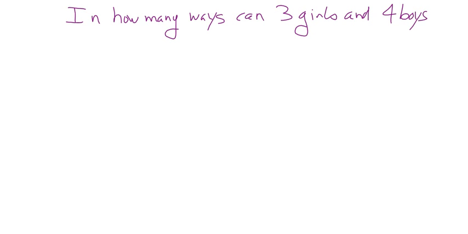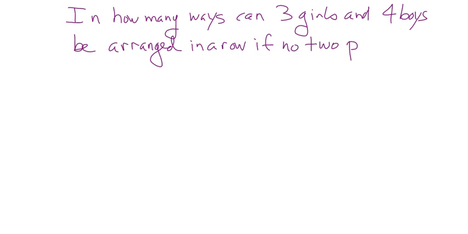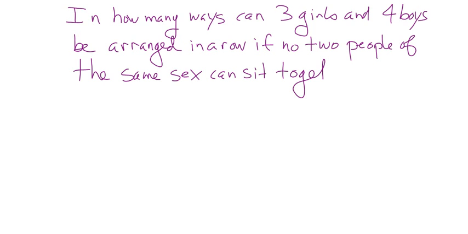In how many ways can 3 girls and 4 boys be arranged in a row if no 2 people of the same sex can sit together?